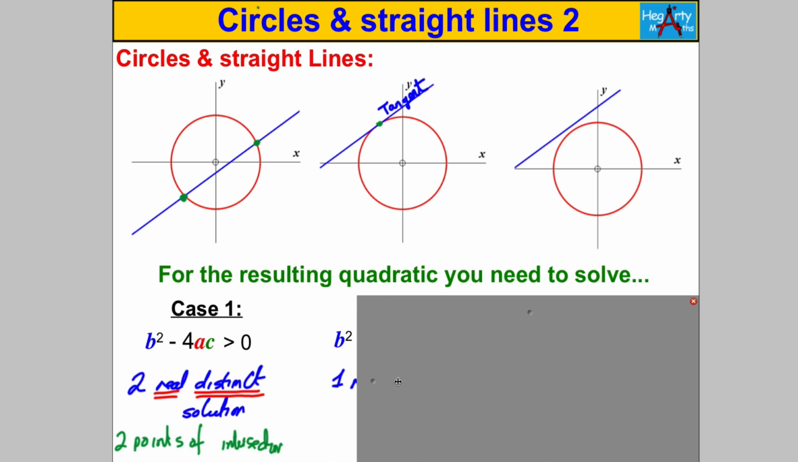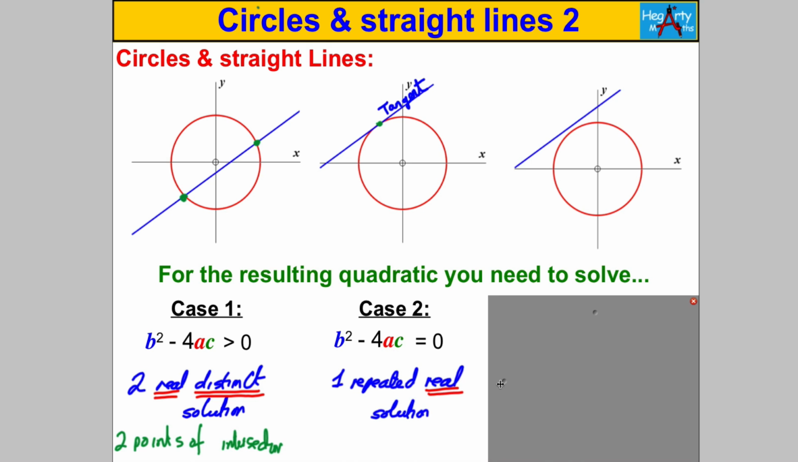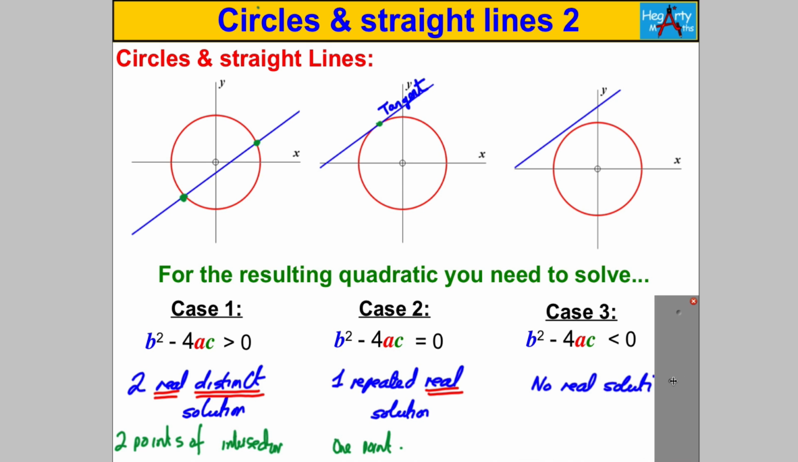Now, if b squared subtract 4ac is equal to 0, you're going to get one repeated solution, which means 1 point. And it means the line is a tangent. The line must be a tangent for it to meet at one place. And if you get b squared subtract 4ac is less than 0, that means they don't cross. There are no real solutions to the quadratic, so the straight line and the circle don't cross.